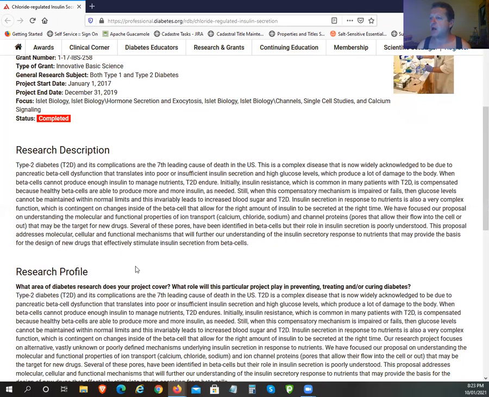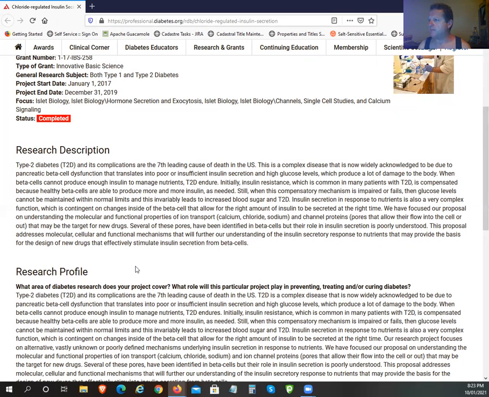It happened to Tim Noakes, and he's on drugs now for life. He knows what caused it. It was the carb loading. So, yes. This produces a lot of damage to the body, as we said, when beta cells cannot produce enough insulin to manage nutrients.